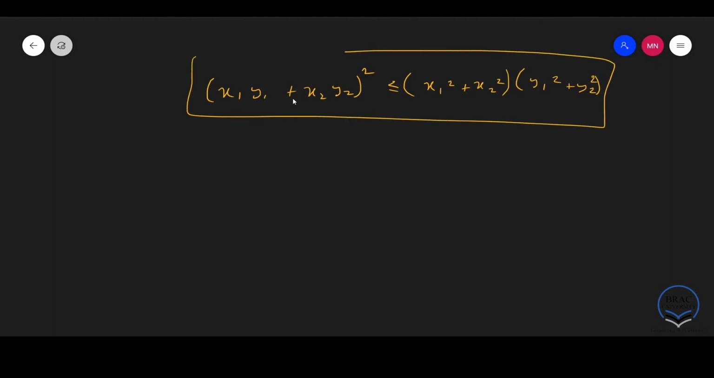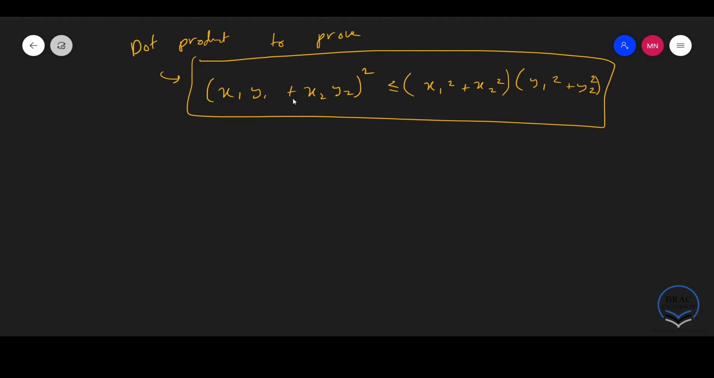So let's take a look at a different problem. Let's say that we have an inequality like this. We have x1 y1 plus x2 y2, and the square of this is less than or equal to x1 squared plus x2 squared times y1 squared plus y2 squared, right? So we have this inequality and we have to use the dot product. Let's try and use the dot product to prove this inequality, right?